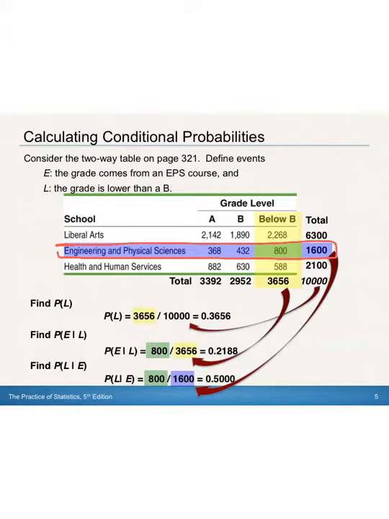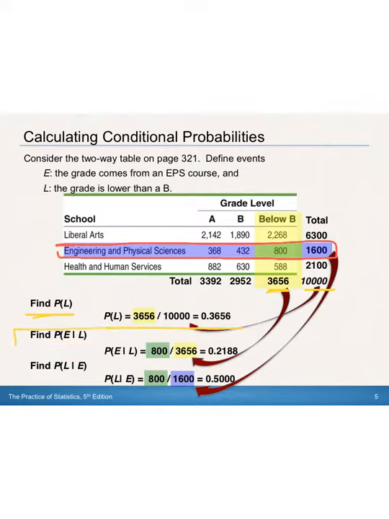So one of the visuals we can use to understand conditional probabilities is a two-way table. Two-way tables allow you to look at marginal probabilities, which are just straight up probabilities. What's the probability of something happening? Like in this case, they've defined event L as being below B. So the probability of someone having a grade below a B, regardless of the school that they were in, is 3656 out of 10,000, or about 37%.